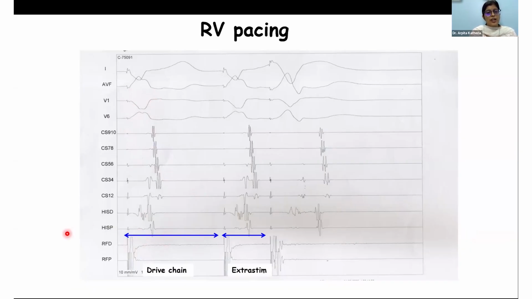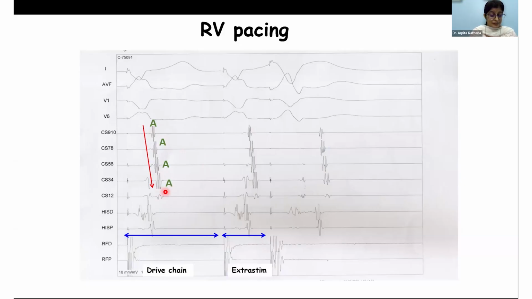Now, this is a drive chain. We had 4 stimuli previously. The 5th and the 6th stimuli are shown here in the drive chain, followed by an extra stimulus, which is occurring at a faster rate. Now we can see in the CS, the conduction is from 9-10 towards 1-2.